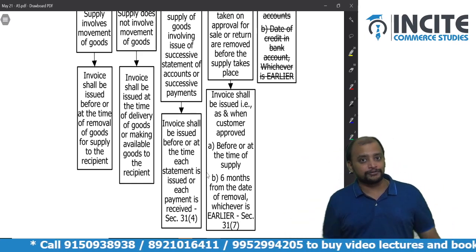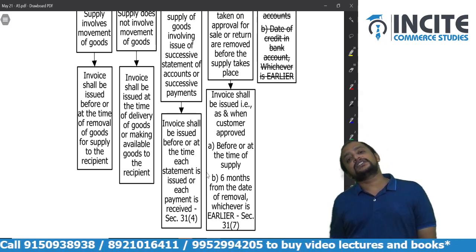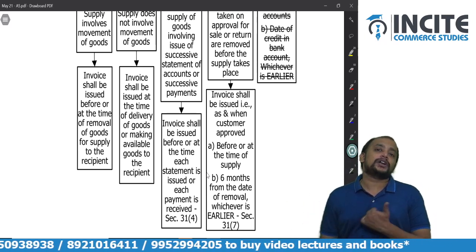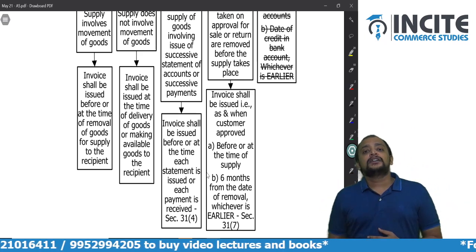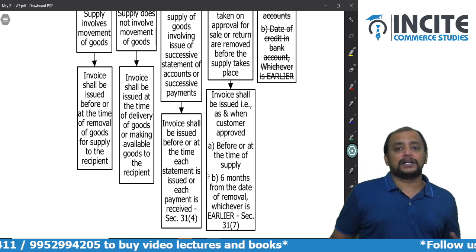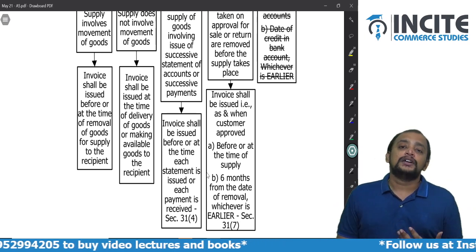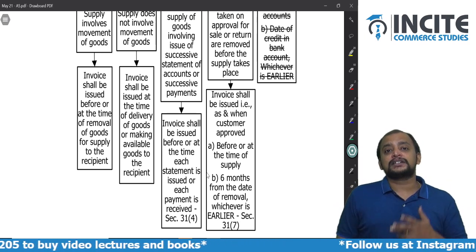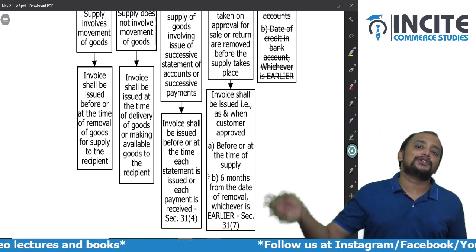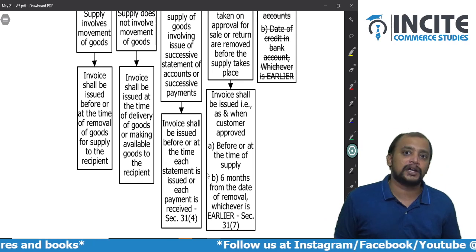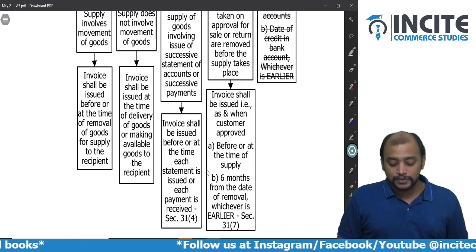Supply involves movement of goods. Even though I received payment in the month of May, I am not required to pay GST on that basis, because the date of payment is not relevant. As and when the goods are handed over, that is, at the time of removal. What is the time of removal from my place? It is in June. Therefore, June only will be taken as the time of supply, even though payment is received in May. That is in case of goods.